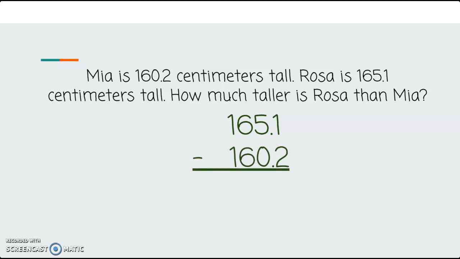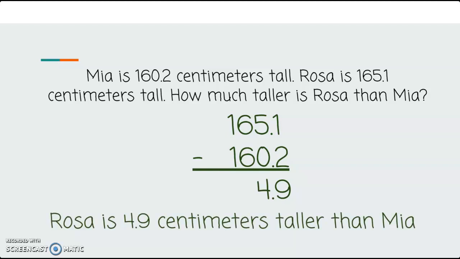Remember that we have to borrow because 1 is smaller than 2, and that will become 11 minus 2, which is 9. That 5 becomes a 4. 4 minus 0 is 4. And then 160 minus 160 is 0. So it's 4.9. So Rosa is 4.9 centimeters taller than Mia.